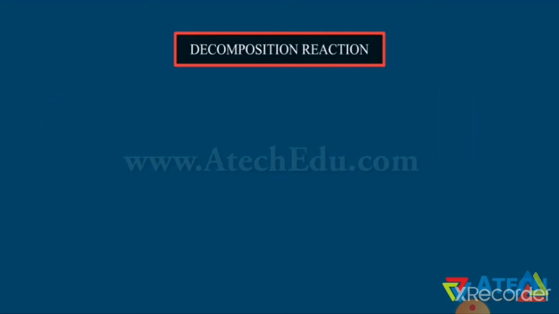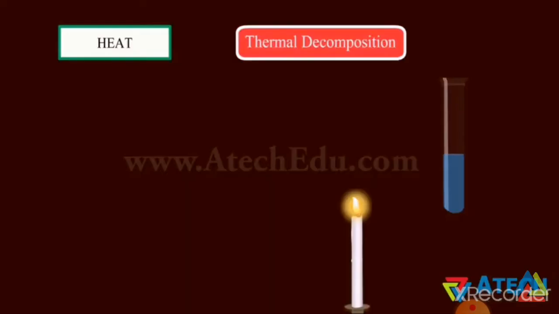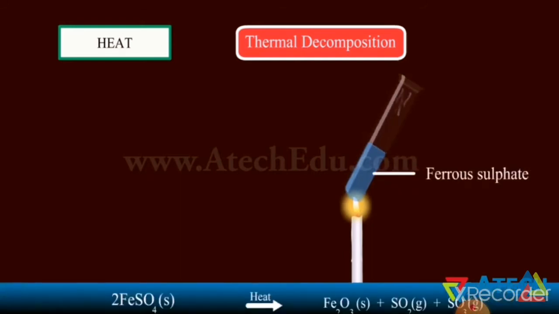For example, basically there are three types. Decomposition can be done by heat, electricity or light. So decomposition done by heat is called thermal decomposition.